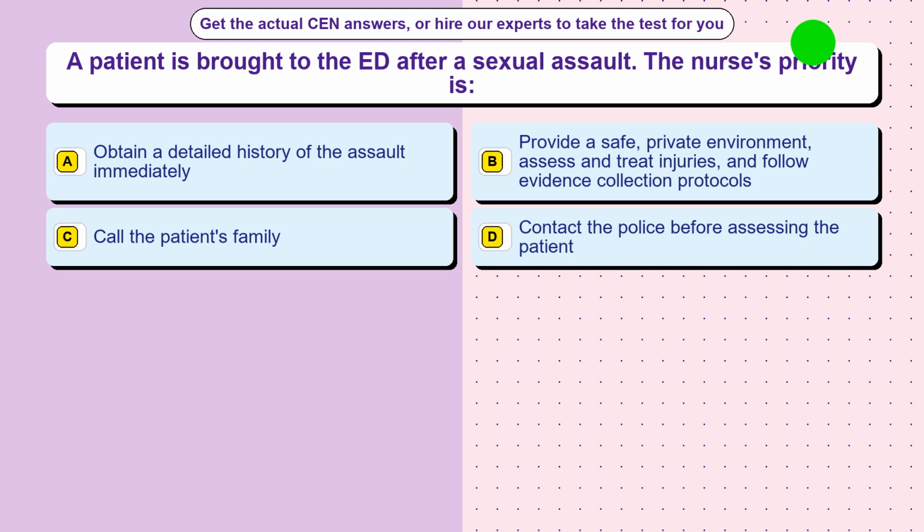Question 23. A patient is brought to the ED after a sexual assault. The nurse's priority is: Option A, obtain a detailed history of the assault immediately. Option B, provide a safe, private environment, assess and treat injuries, and follow evidence collection protocols. Option C, call the patient's family. Option D, contact the police before assessing the patient.